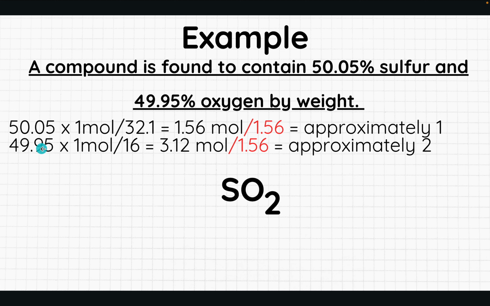And we do the same for here. So 49.95 grams of oxygen times 1 mole divided by 16. The molar mass of oxygen is 16. That is 3.12 moles divided by the smallest mole value, which is 1.56, which means that in the empirical formula there is 1 sulfur and approximately 2 oxygens, so we get SO2, which is, by the way, sulfur dioxide.